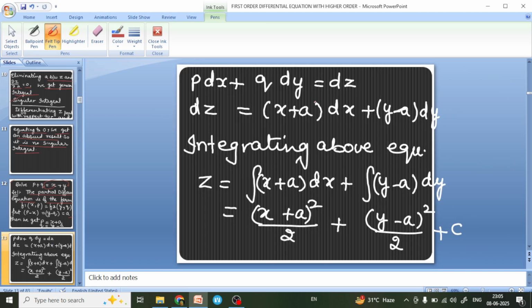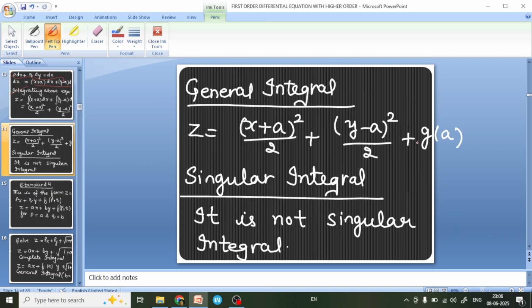Now after that, write p dx plus q dy is equal to dz. You have to take this step, and after that dz is equal to p's value x plus a, and q's value y minus a. Integrating this equation, we will find x plus a whole square over 2 plus y minus a whole square over 2 plus c. When we replace c's value by g of a, it will be converted into the general integral form like this.